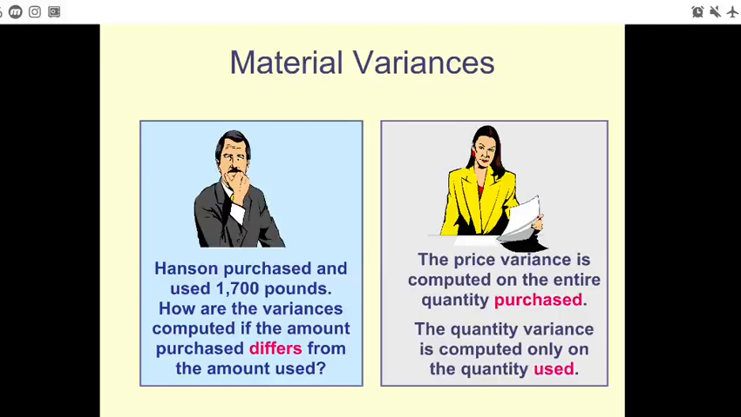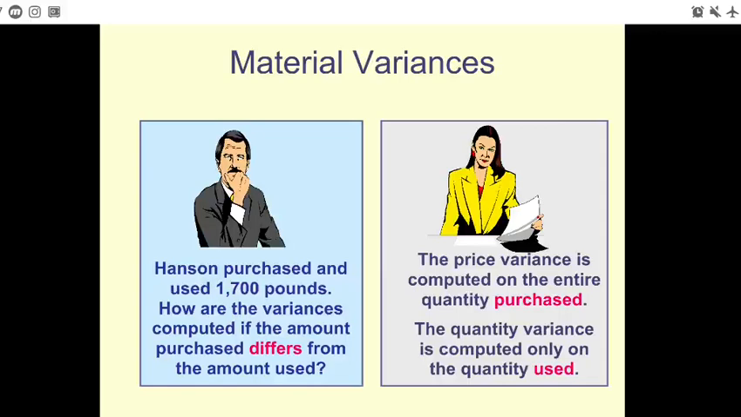So in that situation, how to calculate the material variances? This is very important. Remember this. When you calculate the material price variance, you use the purchase data or purchase quantity. But when you calculate the material quantity variance, you use the quantity used in the production.